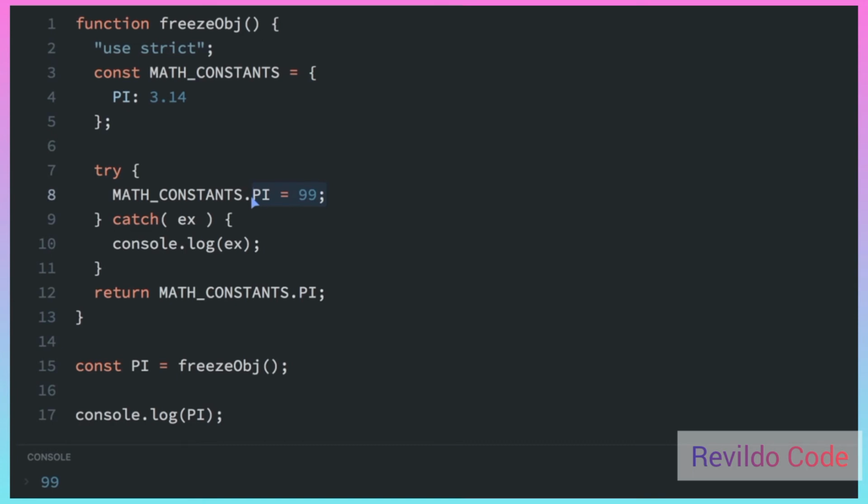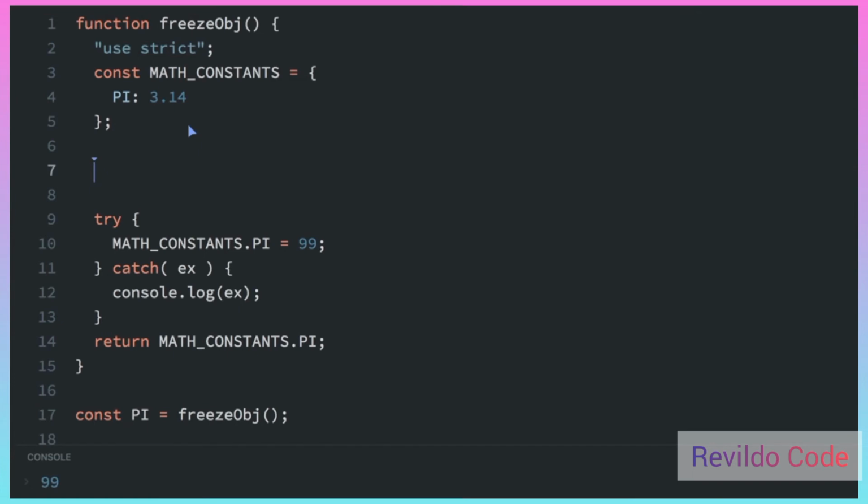That's why we're going to use object.freeze. So I'll put it right here. I'm going to do object.freeze, and then in parentheses, I'll put the object, which is mathConstants. Now I've frozen mathConstants.